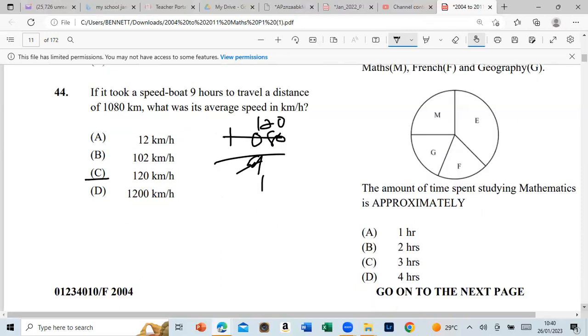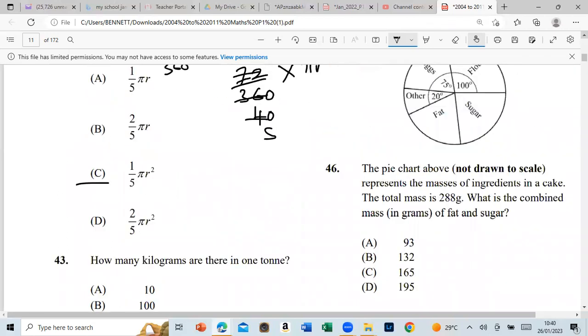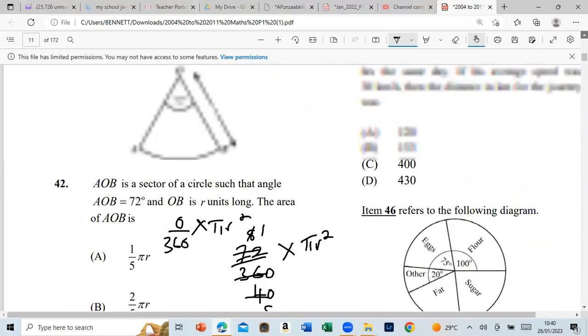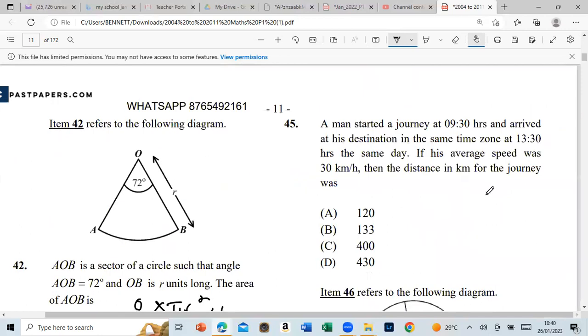Alright, let's move on to 45. A man starts his journey at 9:30 hours and arrives at the destination in the same time zone at 13:30 hours the same day. If his average speed was 30 kilometers per hour, then the distance in kilometers for the journey was.